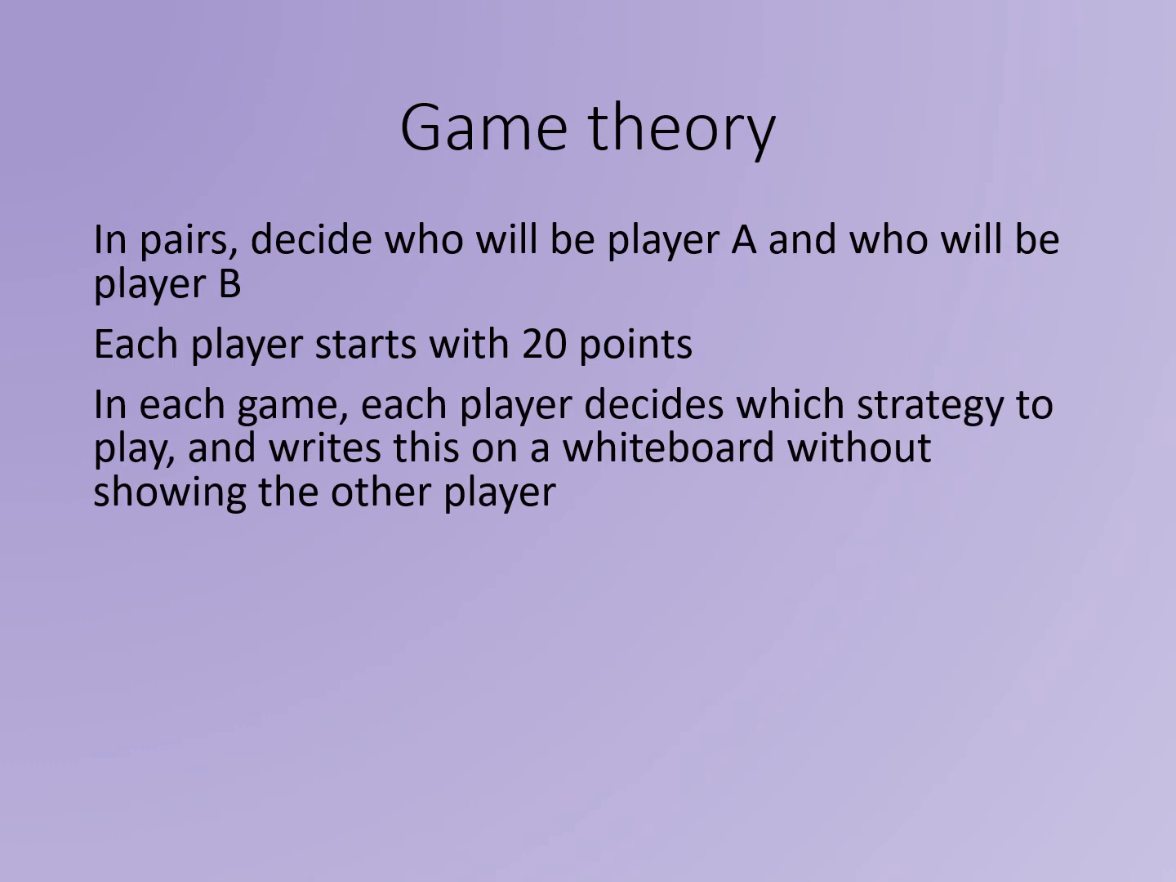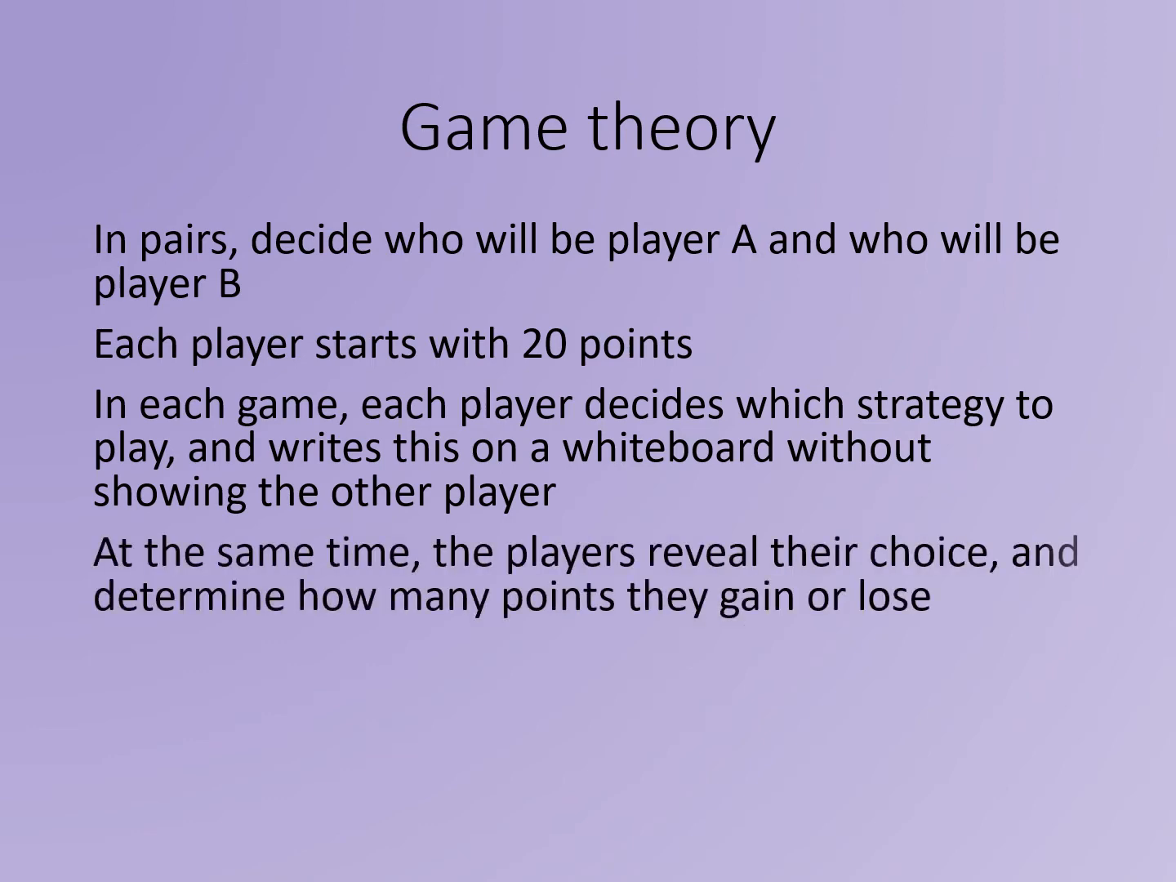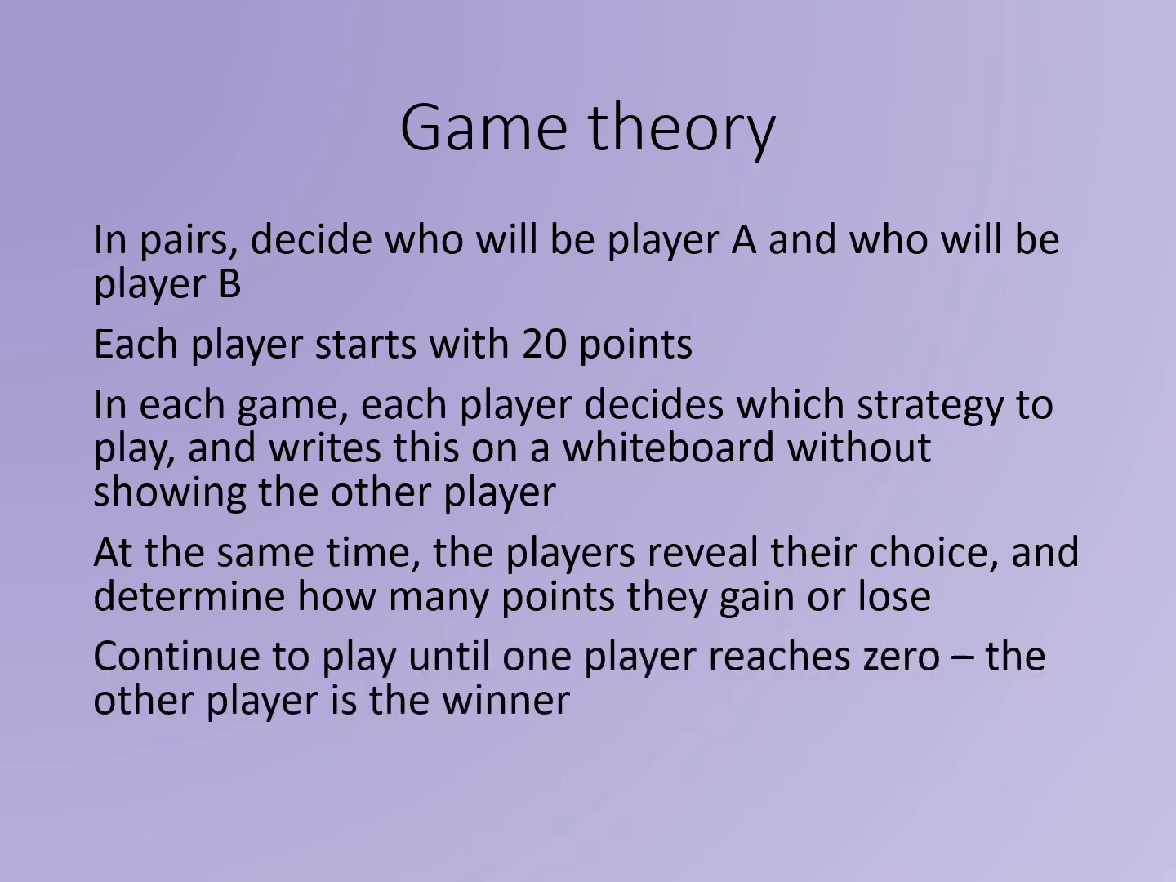And then in each game, each round, the players will decide which strategy they're going to play. They're going to write down their strategy choice on a whiteboard and not show the other person. Then at the same time, the players are going to reveal their choices, and then the number of points will be added or deducted depending on what the outcome is. This will then continue until one player reaches 0, and then the player with the most points at the end will win.